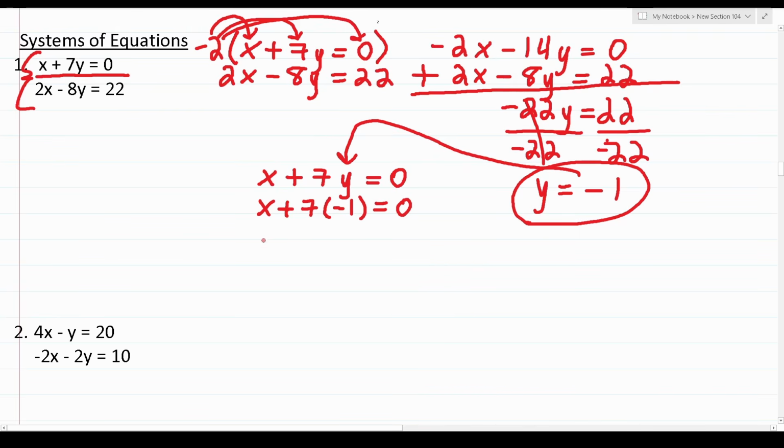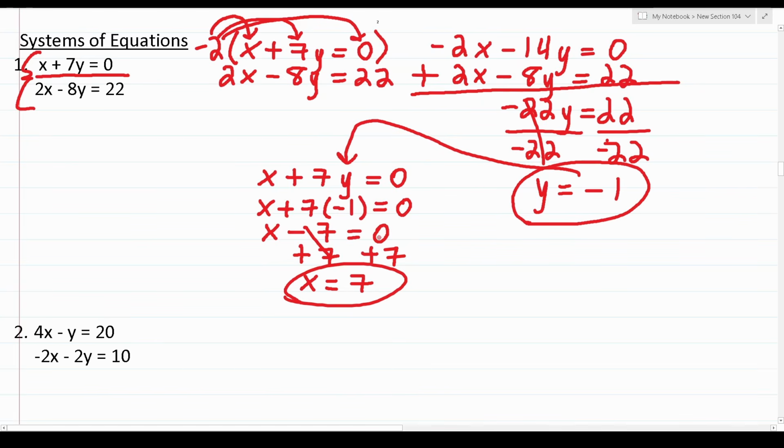Let's keep working this out. This is x plus 7 times negative 1, and 7 times negative 1 is negative 7. Of course, this equals 0. And now to solve for x, we'll go ahead and add 7 to both sides. This will cross out, leaving you with x equals 7. All right, so our answer to this one is x equals 7, y equals negative 1.